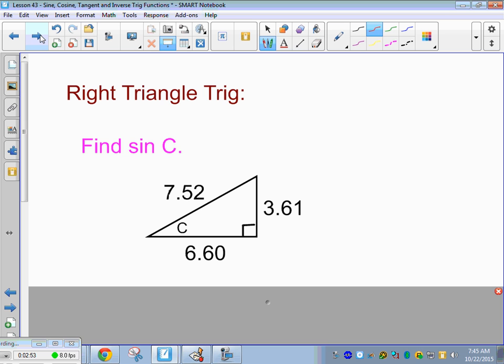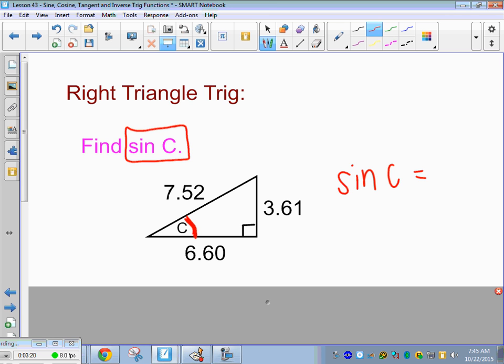So find C using right triangle trig. We're actually going to find angle C in the triangle using trigonometry. They're telling us which one to use. We're going to actually find sine C. By the way, that is not sin. This is called sine. So sine of C is equal to, well, C is this angle here.